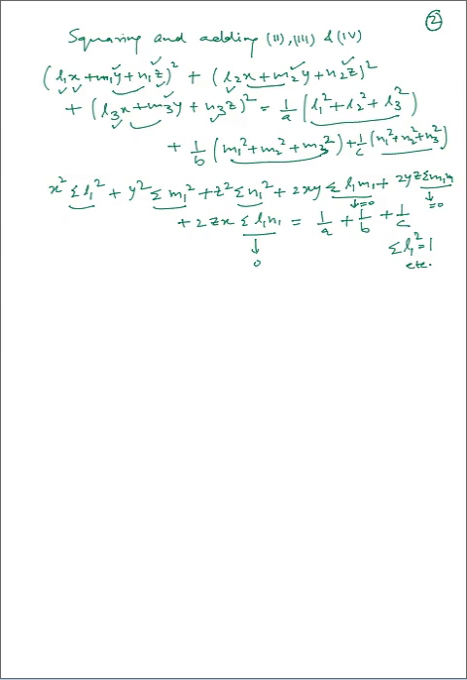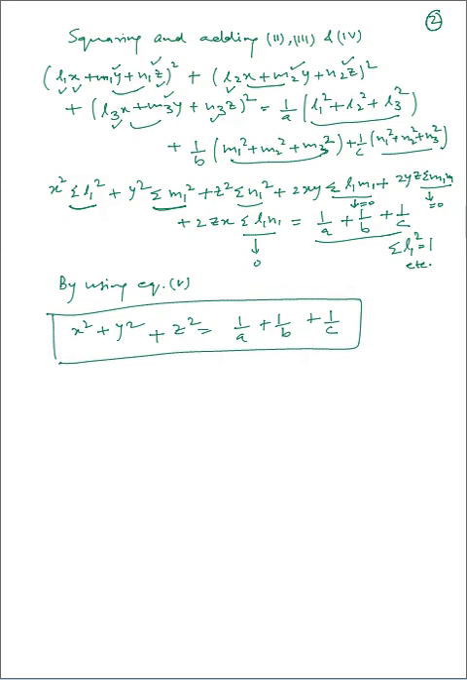By using equation 5 we can write x square plus y square plus z square is equal to, all these 3 are 0, so only the right hand side is there, 1 upon a plus 1 upon b plus 1 upon c. So this is the equation.